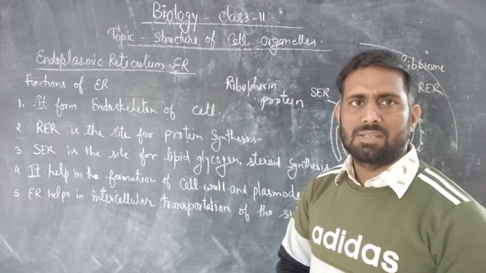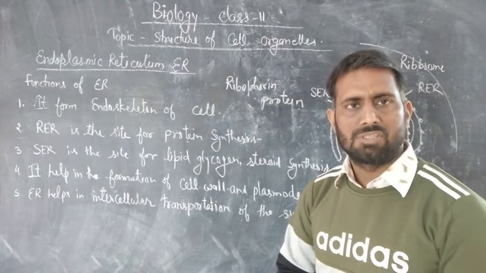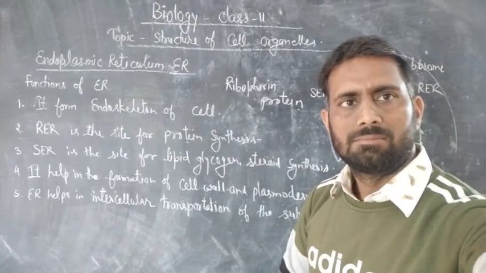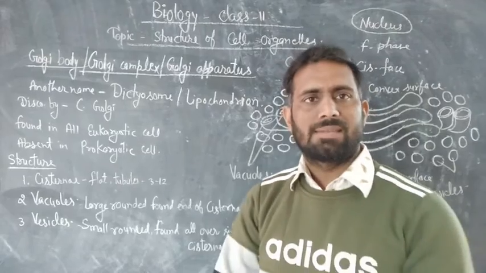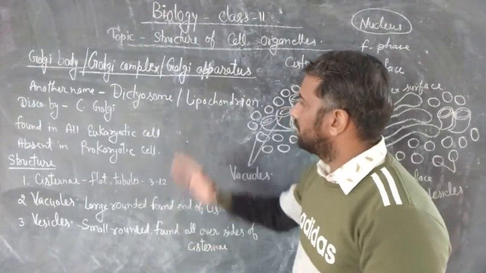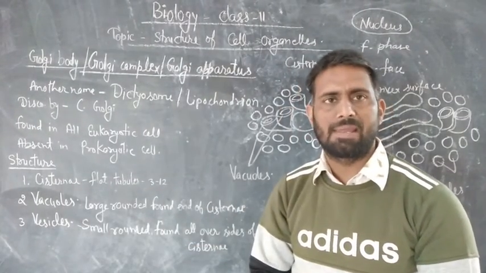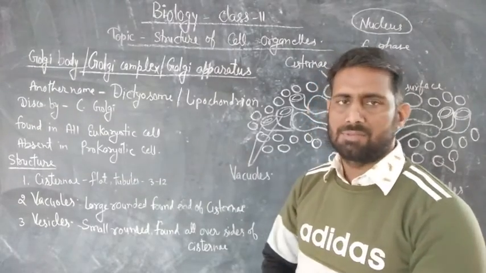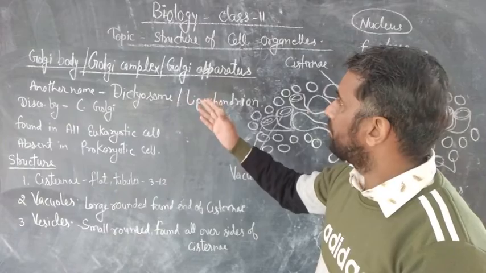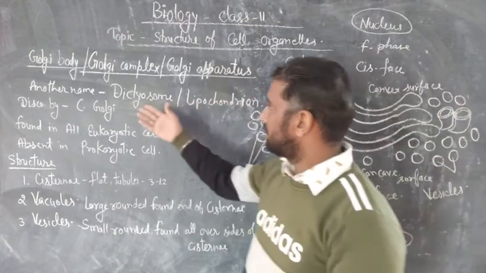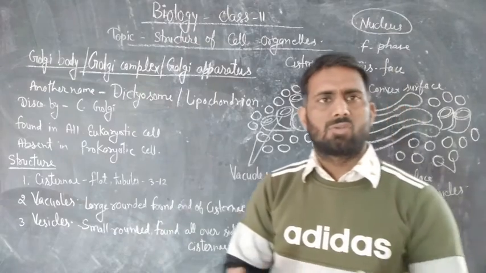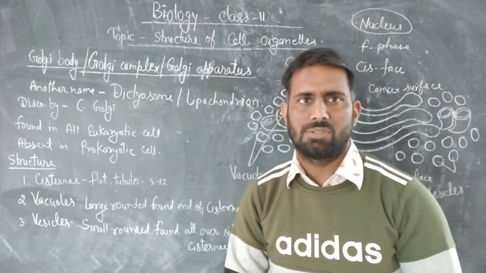Now we are studying the next cell organelle, which is the Golgi body. The next cell organelle is the Golgi body, Golgi complex, Golgi apparatus. It has many names: Golgi body, Golgi complex, Golgi apparatus, and other names like dictyosomes and lipochondria. So many names for this.